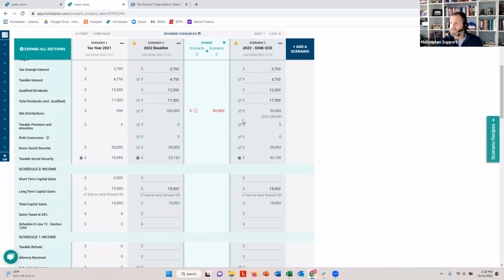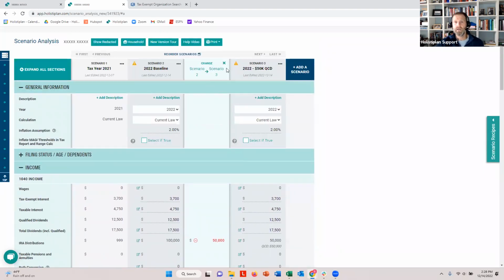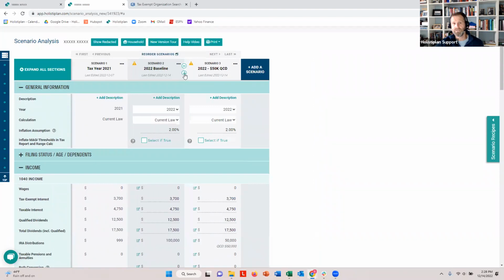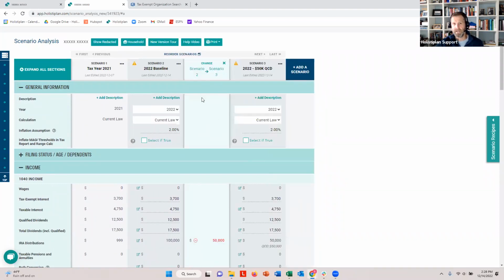So how did I do the comparison between scenarios 2 and 3? If you hover in between any two scenarios, there's going to be this little triangle button. And when I hit that, it's going to expand out, and that's my comparison column. So Adam, hopefully that answers your question.